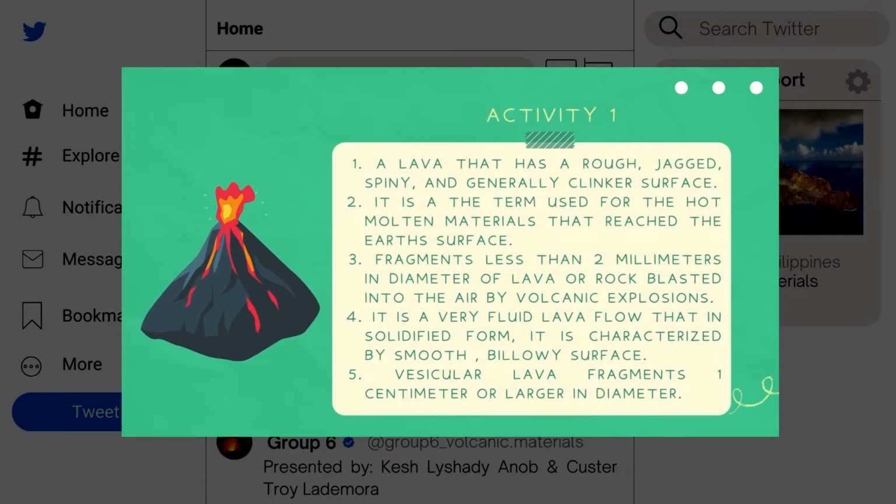Number 4. It is a very fluid lava flow that in solidified form is characterized by a smooth, billowy surface. Number 5. Vesicular lava fragments 1 centimeter or larger in diameter. So, has everybody done answering the questions? Let's proceed to checking your answers.